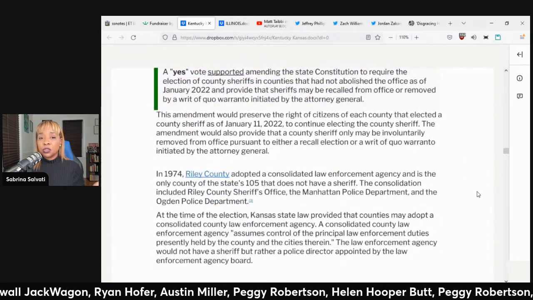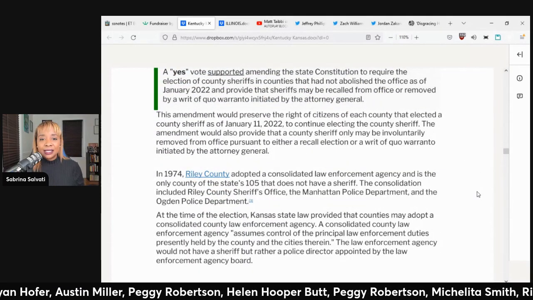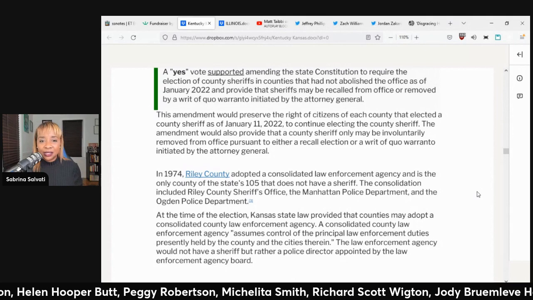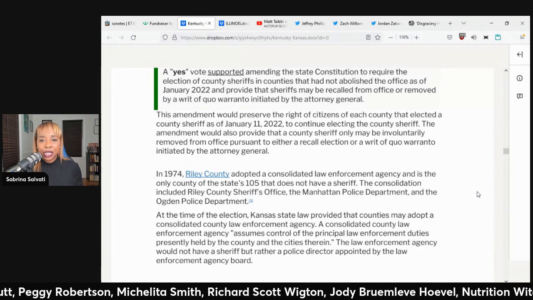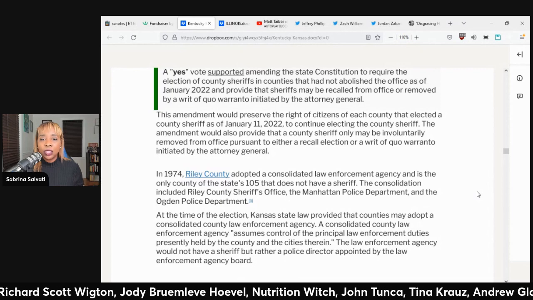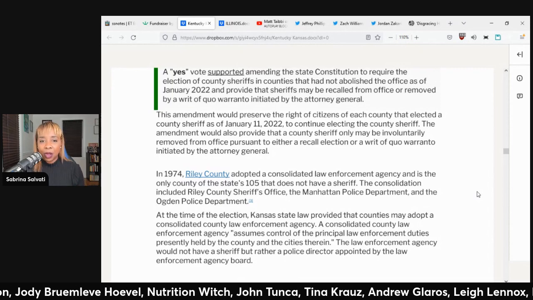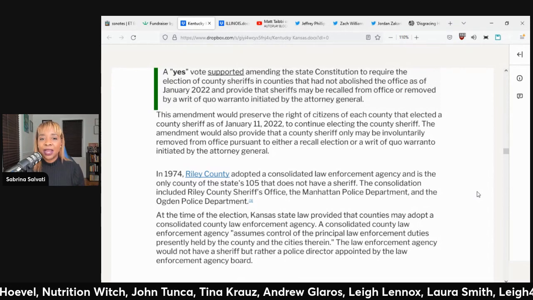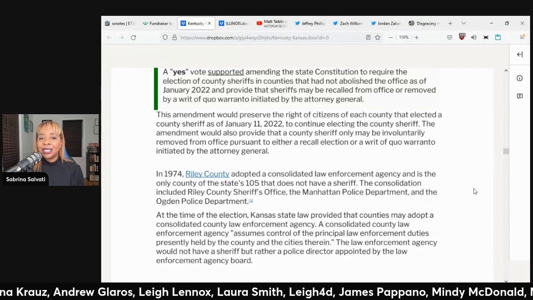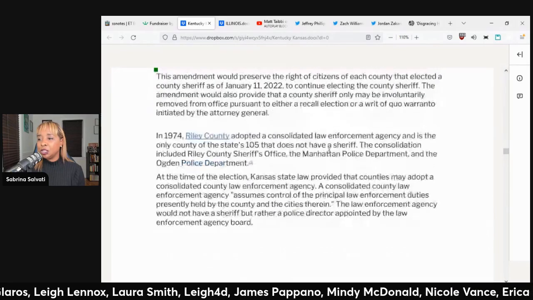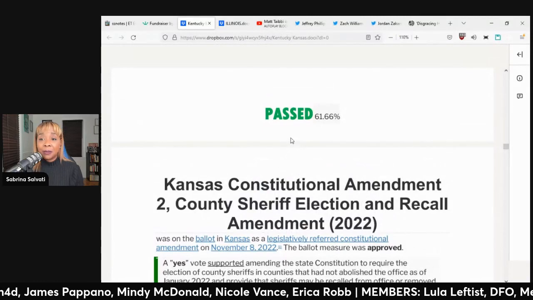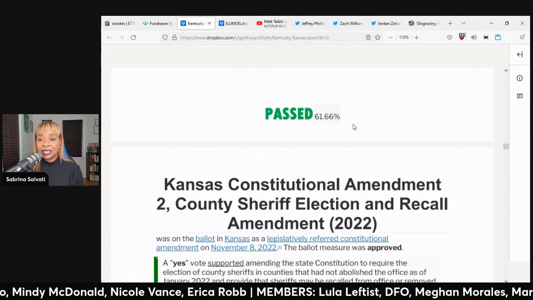This amendment would preserve the right of citizens of each county that elected a county sheriff as of January 11, 2022, to continue electing the county sheriff. The amendment would also provide that a county sheriff only may be involuntarily removed from office pursuant to either a recall election or a writ of quo warranto initiated by the Attorney General. So this initiative passed by 61.66%.